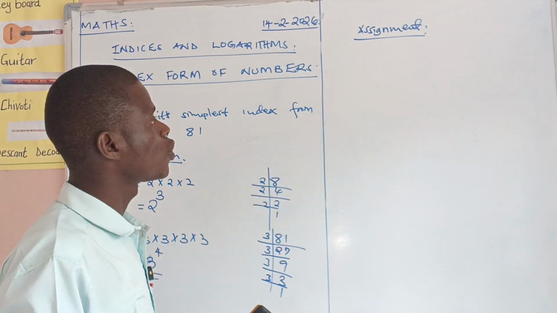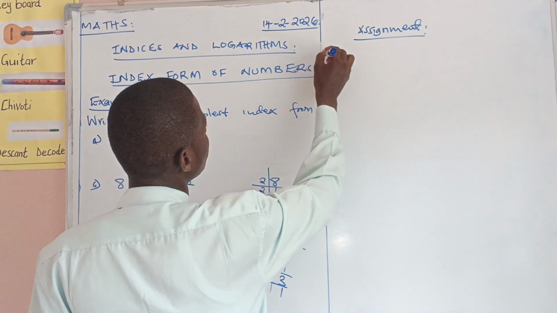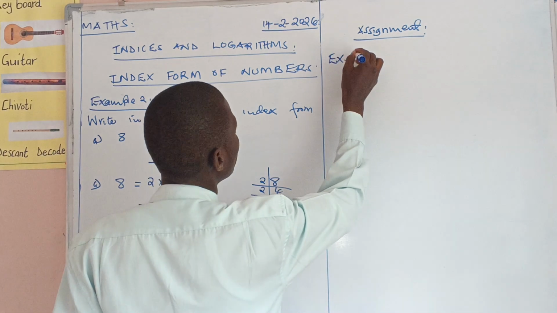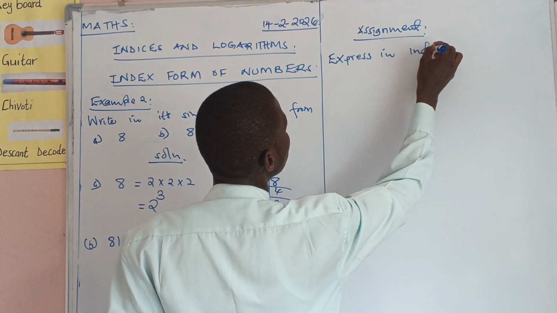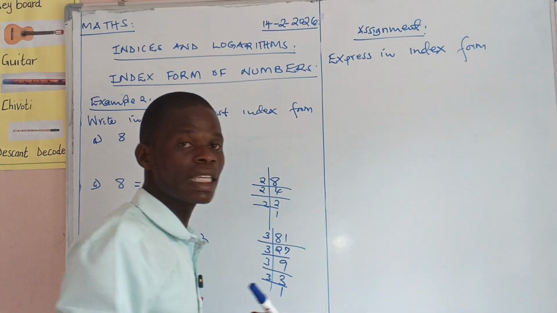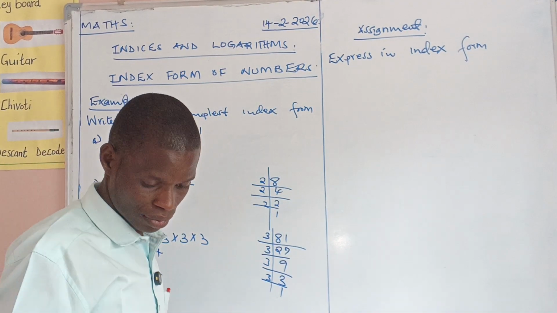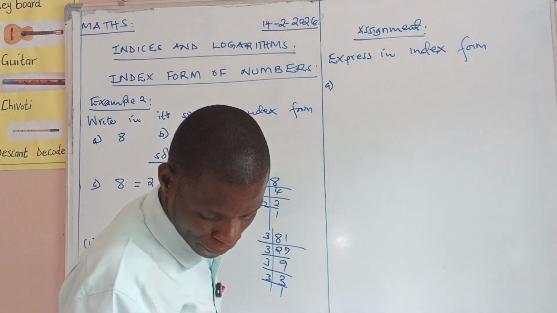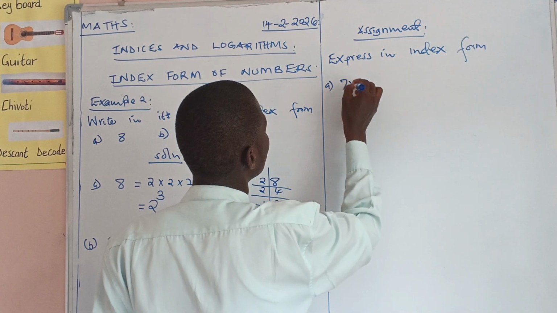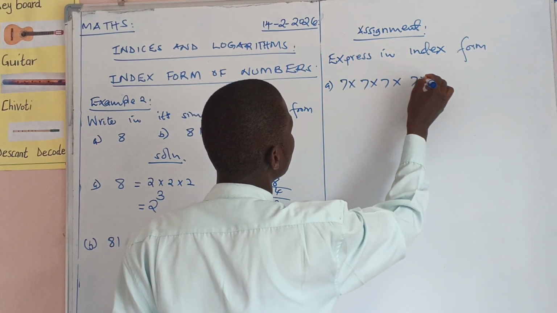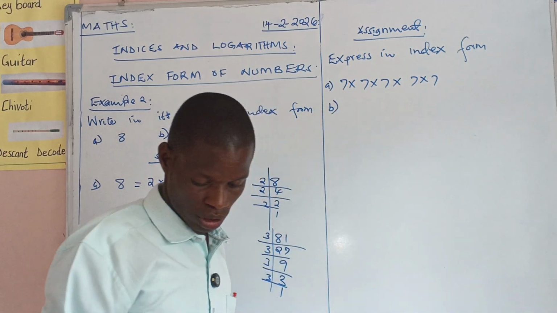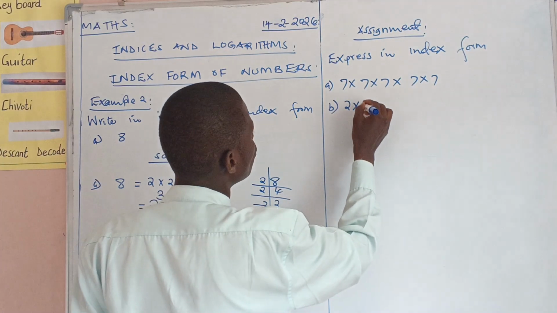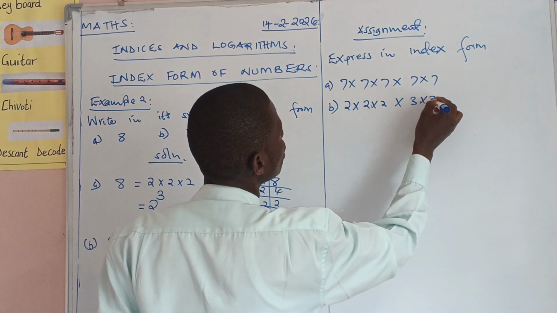So, I want you to express in index form. What do you have? A, we have 7 times 7 times 7 times 7 times 7. Then B, what do you have? We have 2 times 2 times 2 times 3 times 3 times 3.